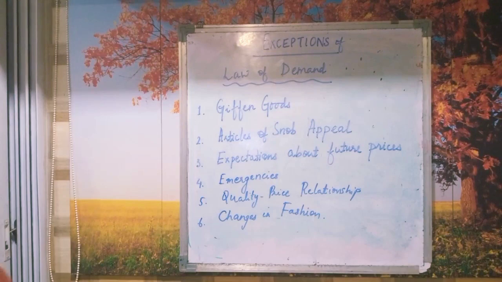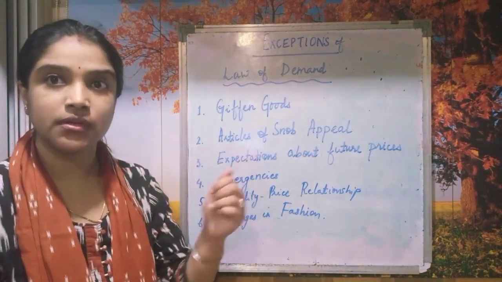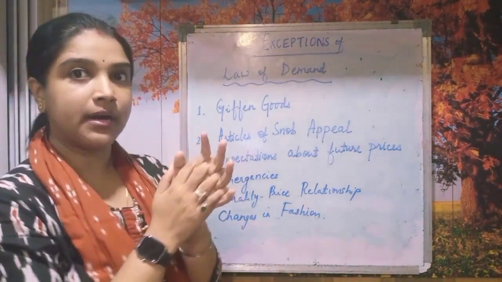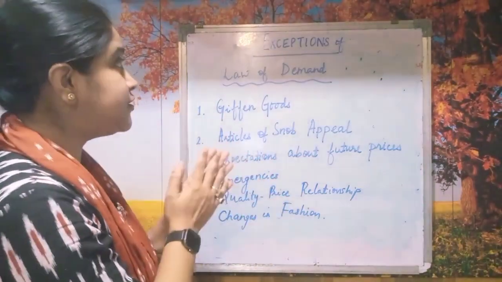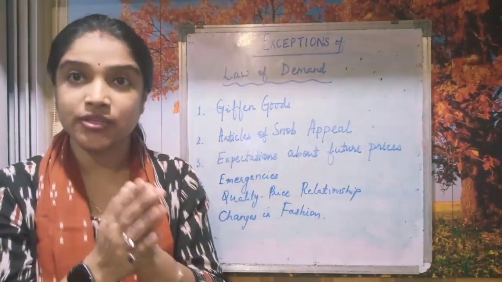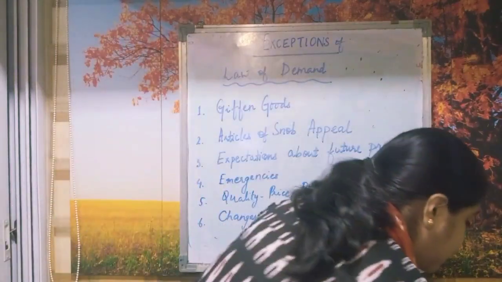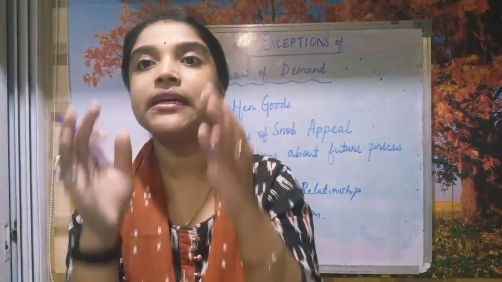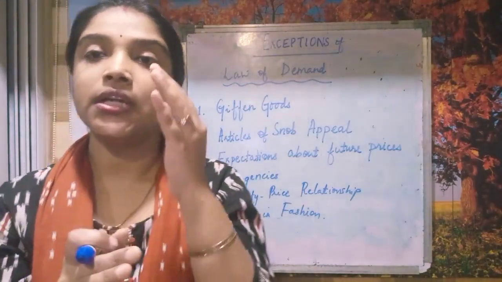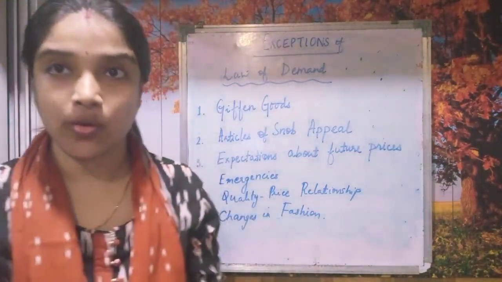Okay, let's come to the video and let's watch what are the points of exceptions of demand. So I hope it is clearly visible to you. First point of exceptions. Now, what are exceptions? We have to know about that. What do you mean by exceptions? Exceptions means the conditions under which the law of demand fails to operate.